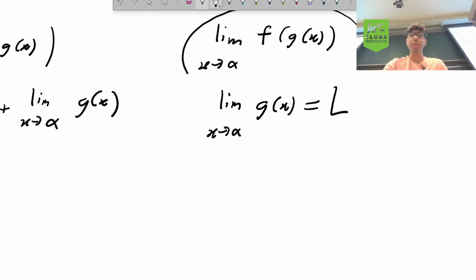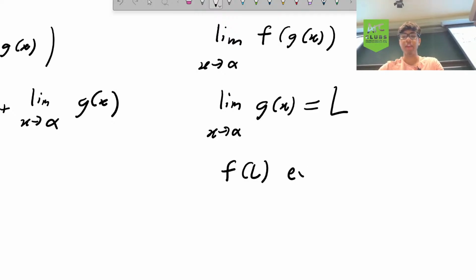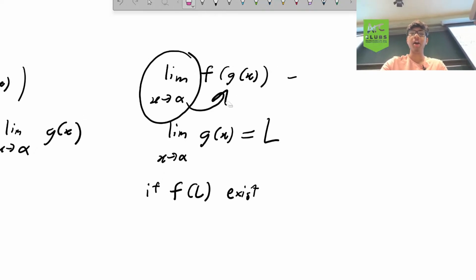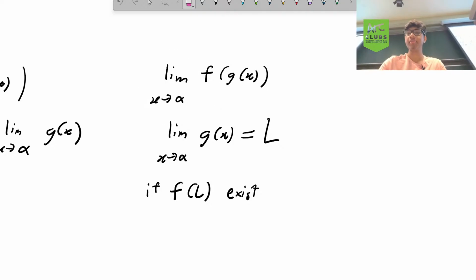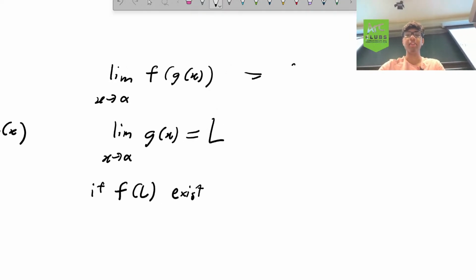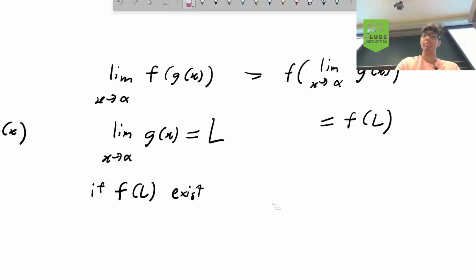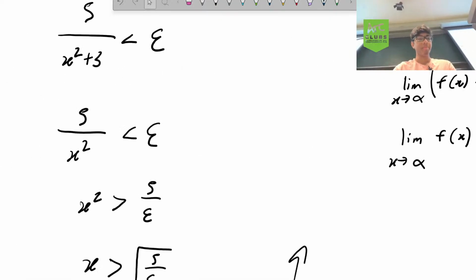Well, I can reevaluate this, assuming f of L exists. So f of L has to exist. If f of L exists, then for this limit, I can just chuck this little limit inside on the g of x where it actually applies. So this is the same as f of the limit of g of x, which I said goes to f of L. This works just as well, and sometimes this is actually the only way to do it, as you'll see a little bit later, not right now.